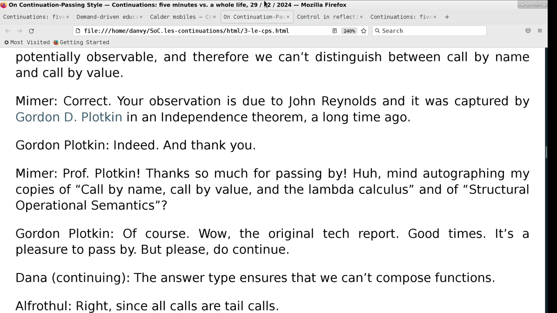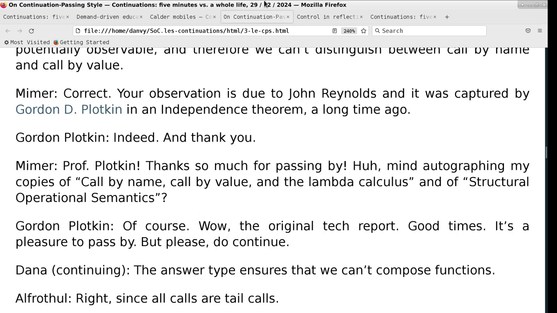Indeed, and thank you. Prof. Plotkin, thank you so much for passing by. Mind autographing my copy of Call by Name, Call by Value, and the Lambda Calculus, and of A Structural Approach to Operational Semantics? Of course. Whoa, the original tech report. Good times. It's a pleasure to pass by, but please do continue.